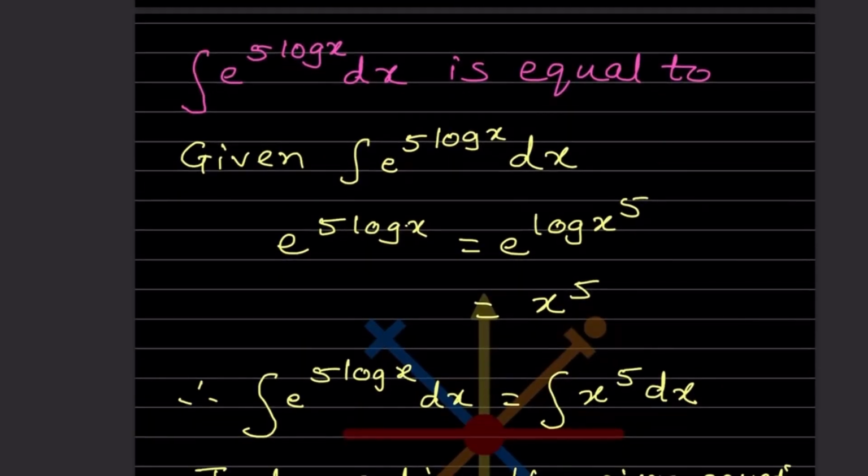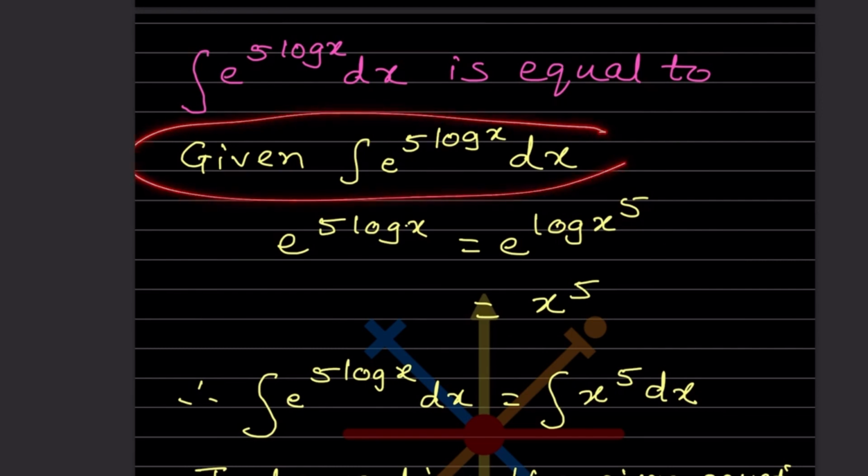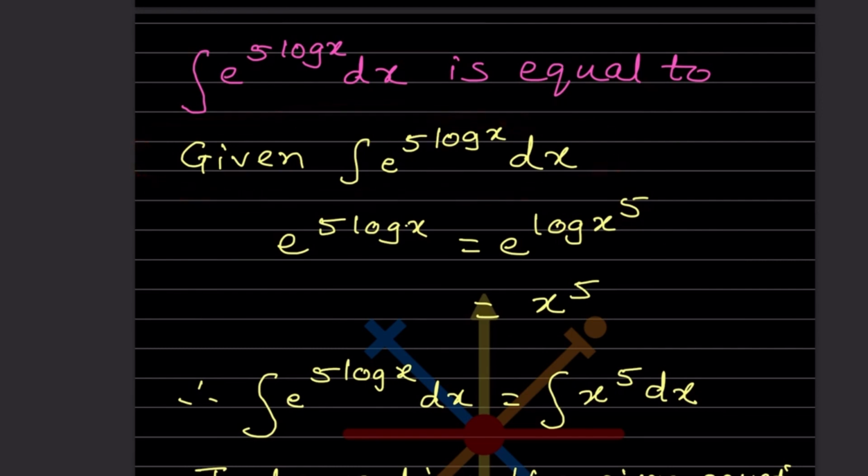Now this is the integral of e raised to 5 log x dx is equal to, we have to find out. Now see, this is given. If we remove this integration sign, what is that going to be for this part? First we will not remove the integration sign. Let us see only this part.